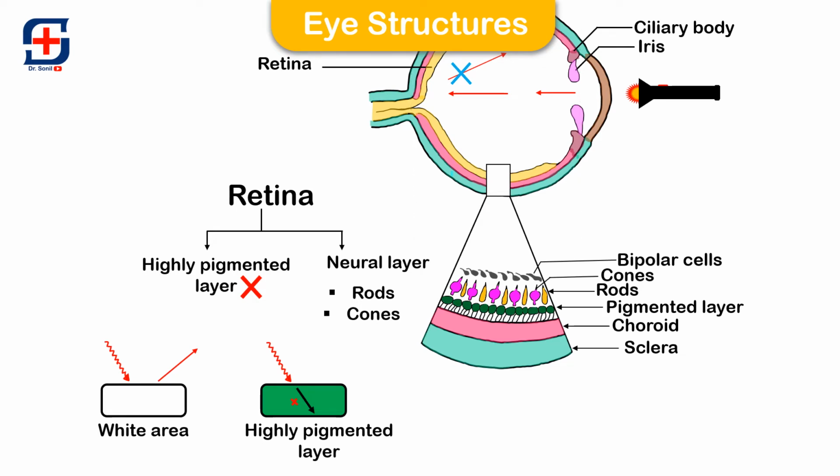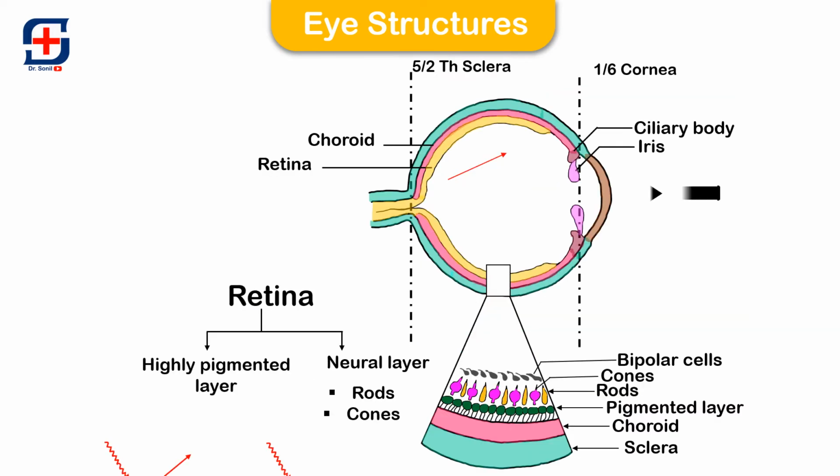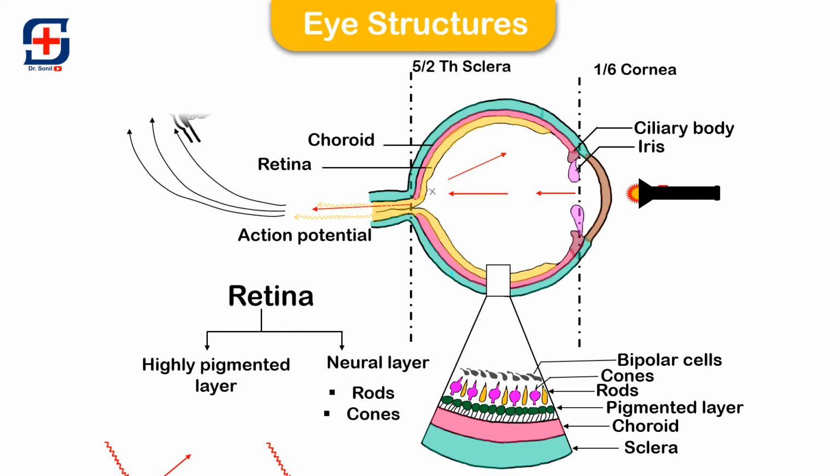So what are rods and cones? They are a special type of transducer. You know what a transducer is? Well, it's a special entity which can convert one type of energy to another type of energy. When light falls on them, the rods and cones get activated and produce an action potential. This action potential is electrochemical energy. So rods and cones basically convert electromagnetic energy into electrochemical energy. This action potential is then transferred to the central nervous system for processing, so that we can see an object.